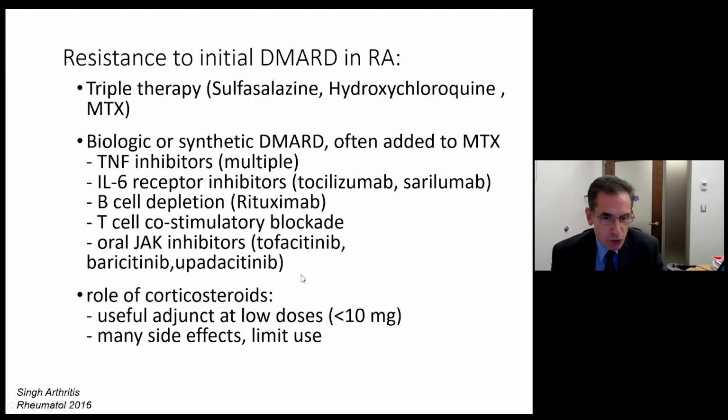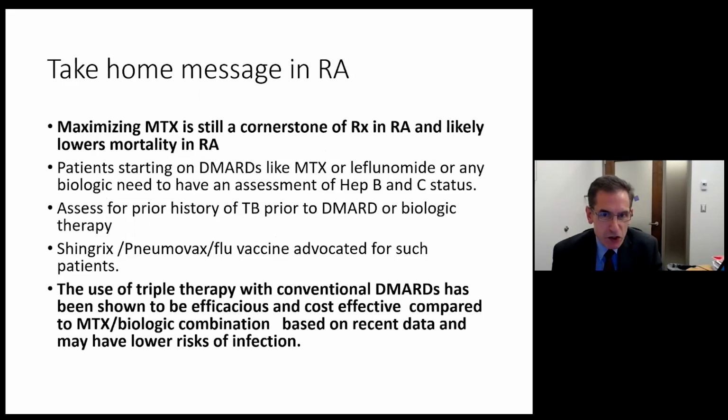Then, of course, there's the role of steroids. The goal and use of steroids is to keep the patient on the lowest possible dose if they need them at all. There are many side effects to steroids, which you're familiar with, and we try to limit their use by and large. So the take-home messages in rheumatoid arthritis: maximizing the use of methotrexate is still a cornerstone of treatment in RA and may lower mortality in RA based on several studies.